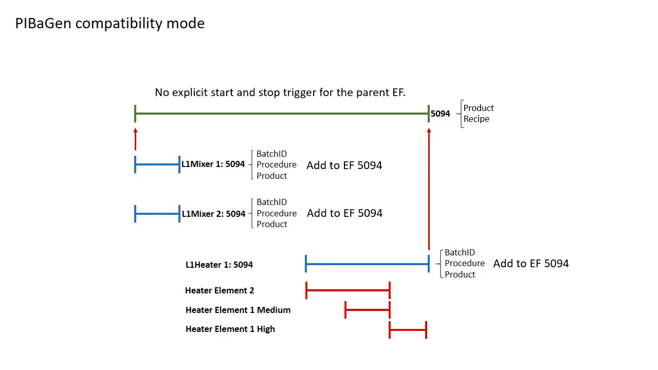So there's no explicit start and stop triggers for that parent event frame. It basically uses the earliest and latest triggers for the units to then determine what should be the overarching parent event frame. And we won't be going into details on this, but this is known as PIBaGen compatibility mode.